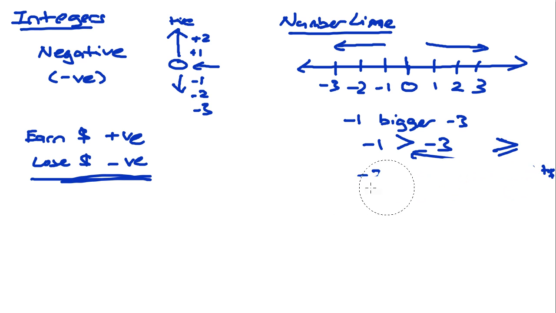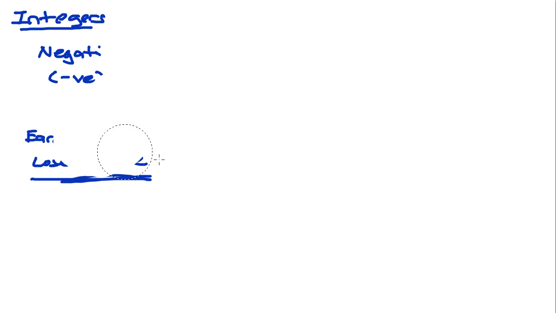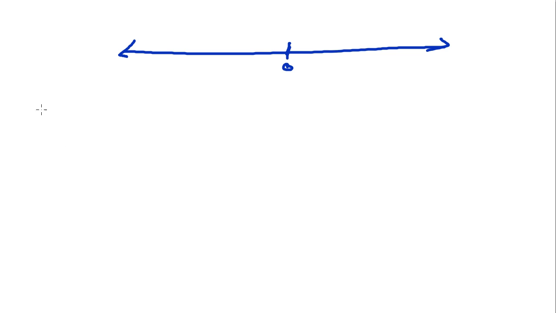So let's look at how we can use the number line to help you with the addition, subtraction, division, and multiplication of positive and negative numbers. Let's first look at addition.